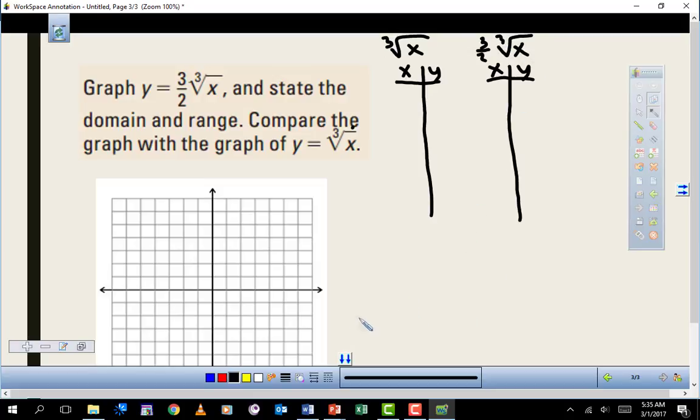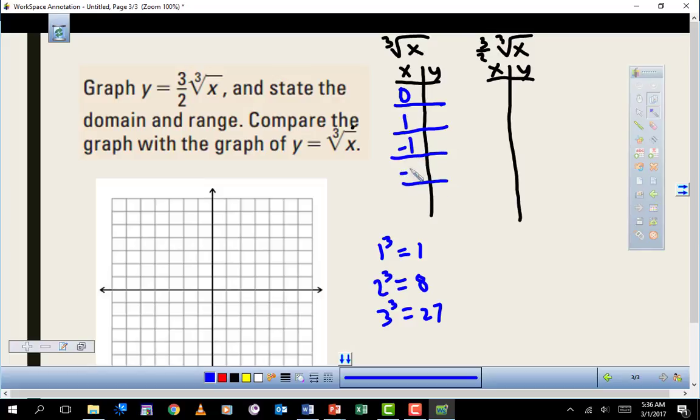Well, so now this time, we probably want to choose numbers that are perfect cubes. And so, let's just review that real quick. 1 cubed, of course, is equal to 1. 2 cubed is equal to 8. 3 cubed is equal to 27. Now keep in mind, we are allowed to put negative numbers in here. So in this case, what I think I'll do is I'll put 0 because that's going to be easy. I think I'll put 1. I think I'll put negative 1. And then I'll put negative 8 and positive 8.